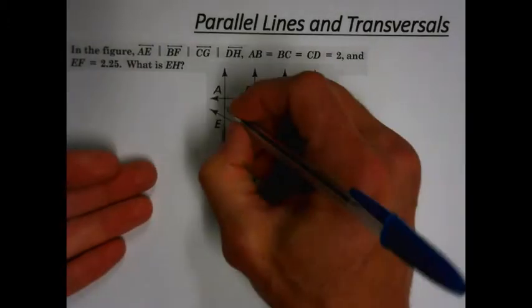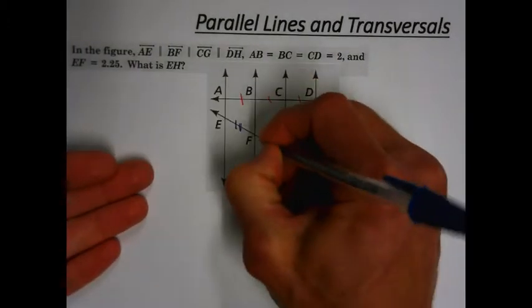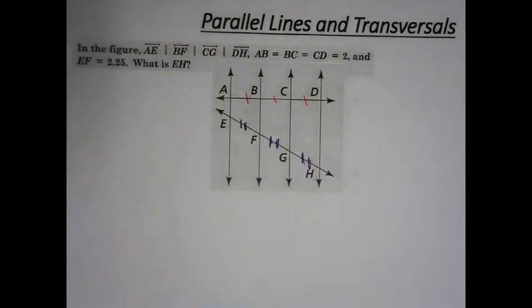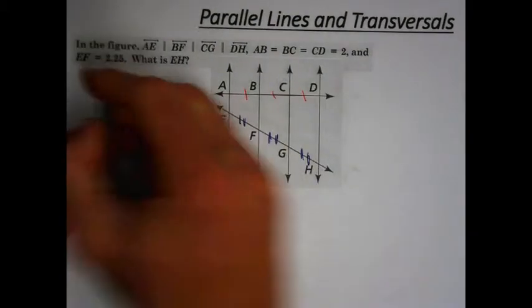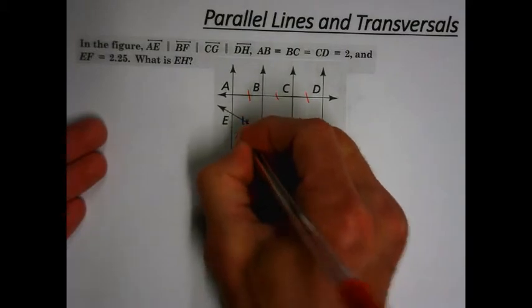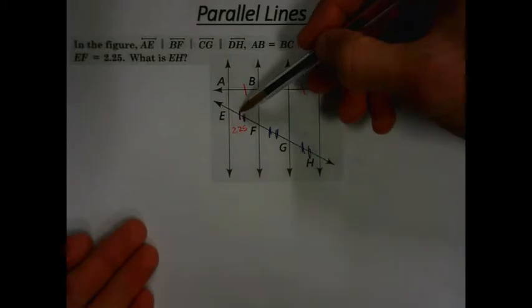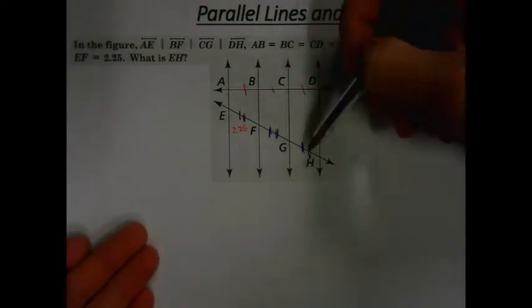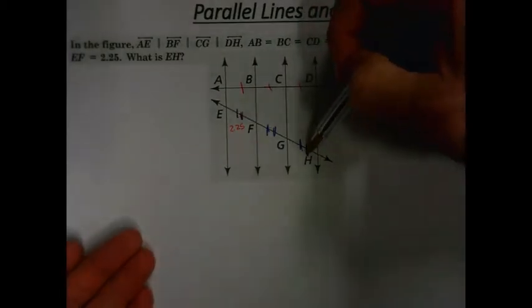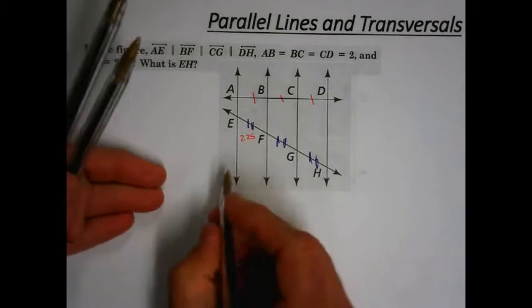That means these are congruent. That's the only note, folks. So that's the use of that note. That means those are congruent. And if from E to F is 2.25, that means we have 2.25 here, and 2.25 here, and 2.25 here. That's 6.75. Okay, so what is EH?